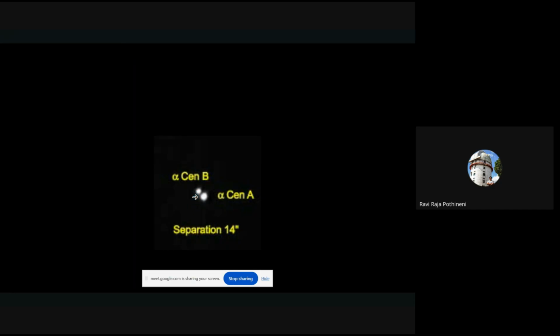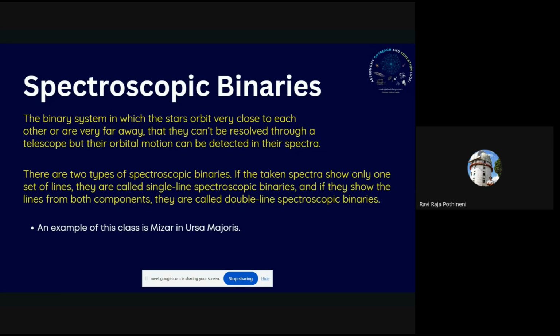Now coming to spectroscopic binaries, as I mentioned, these cannot be resolved using a telescope because one of the components could be very small, or one of the components is pretty close to the other component. In such a case, using a telescope, it is very hard for us to see them as two different stars. Now, in such a case, what do you have to do? We rely on the spectrum of those stars.